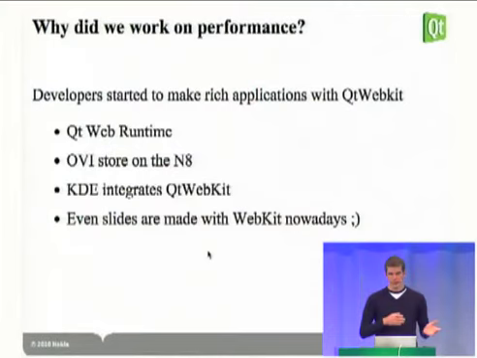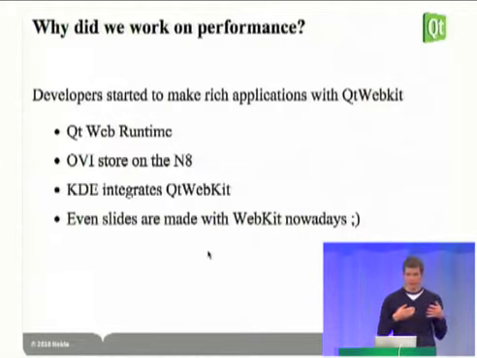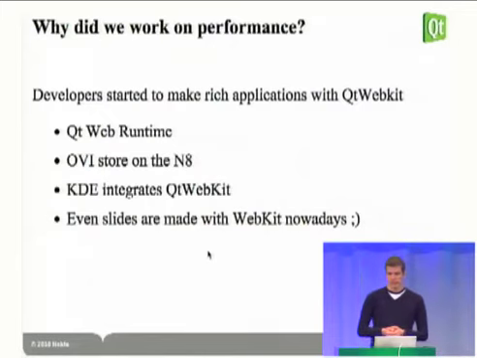People inside Nokia are doing lots of applications, very dynamic, and they want great performance with the Qt Web Runtime. So we had to improve WebKit. You have the OviStore on the N8. If you've played with the N8 and you play with the OviStore, it is a web application. It's not a native application, and it's very fast. It's very responsive. We had to make some changes to WebKit, we had to improve to get there. And that means that you can get like 60 frames per second on this kind of hardware.